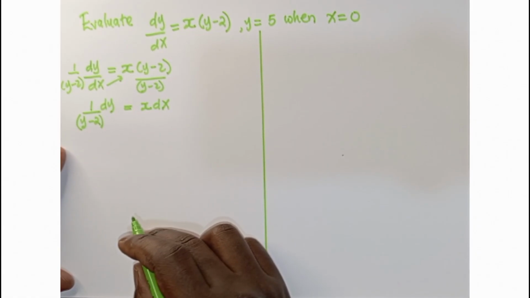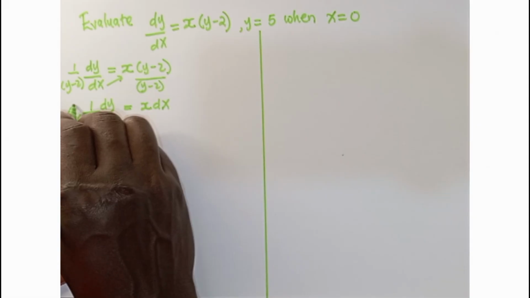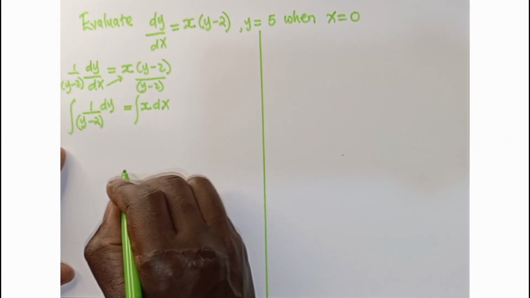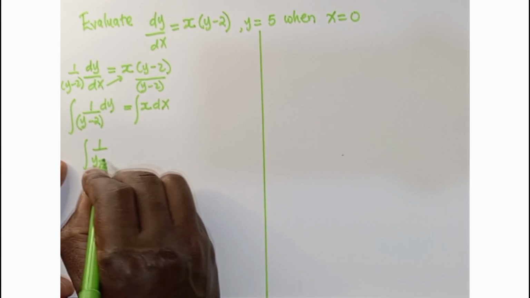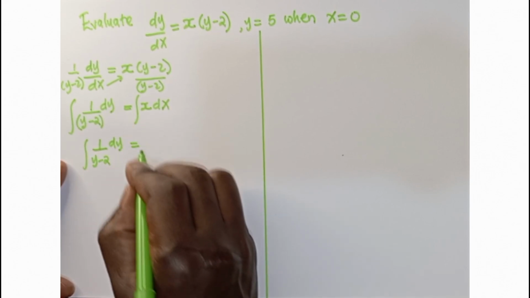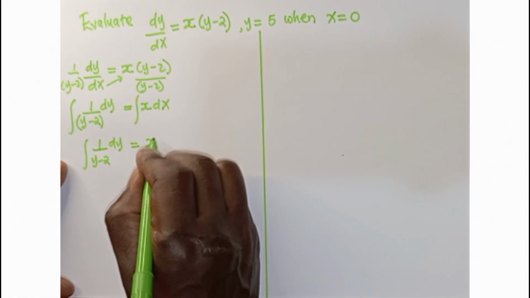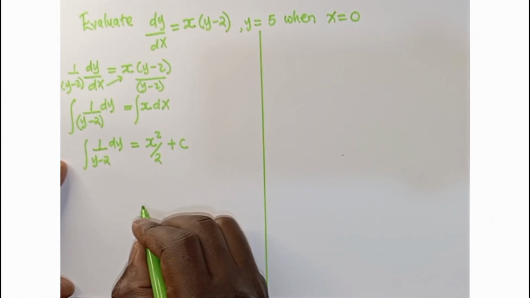Now when we reach that point, we go ahead to integrate. Now when we integrate on both sides, we shall have the integral of 1 out of y minus 2 dy is actually equal to x square out of 2 plus c.